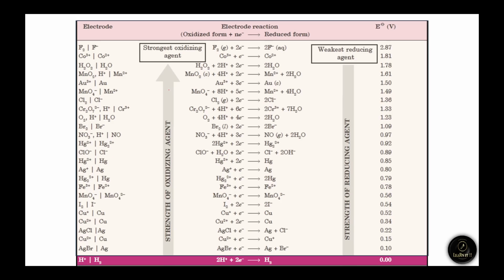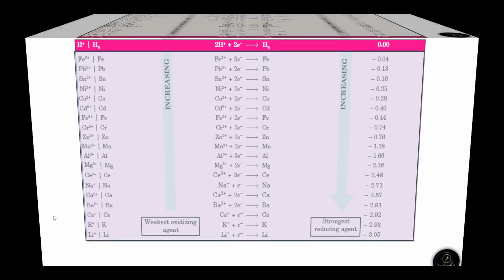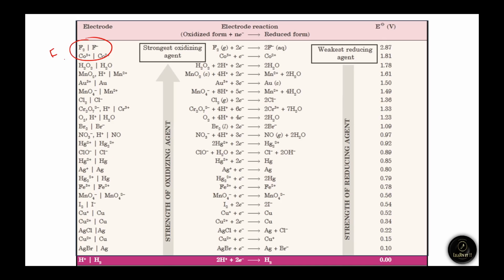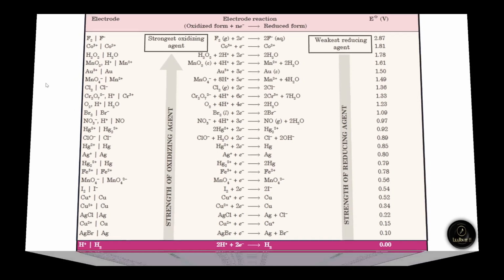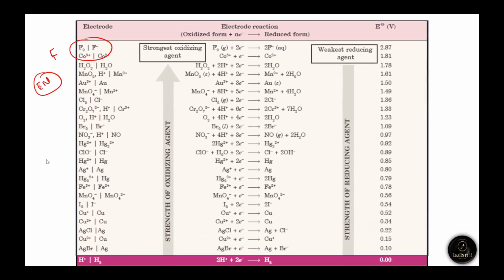As far as the competitive exams are concerned, electrochemical series is the important segment. So students must understand two things. First one, fluorine is at the top and lithium is at the bottom. So this is the first thing. And with respect to fluorine, it is the most electronegative element. Lithium, it is the electropositive element. These two things students must know.